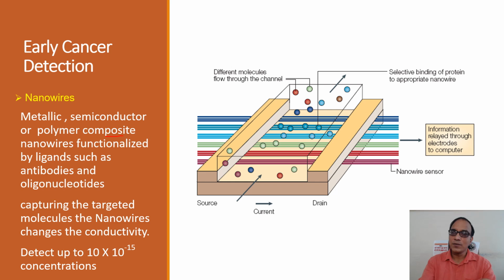You can see that different molecules flow through the channels here, and selective binding of protein to the appropriate nanowire is done, and it is conducted. The information is relayed through the electrodes to the computer. In this way, when the current is flowing, the conductivity will change, and even a slight change will be detected and supported by the change in conductivity.